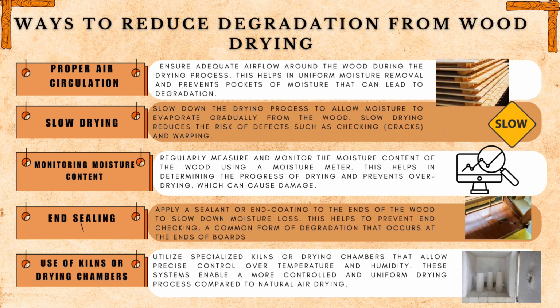Lastly, use of kiln or drying chambers. Utilize specialized kilns or drying chambers that allow precise control over temperature and humidity. These systems enable a more controlled and uniform drying process compared to natural air drying.